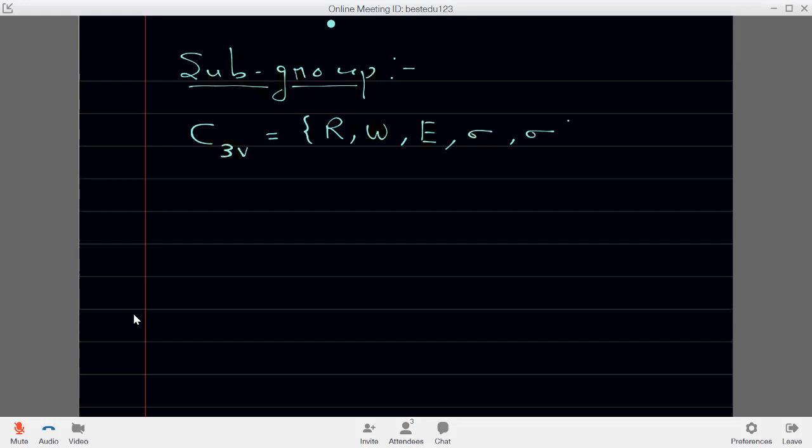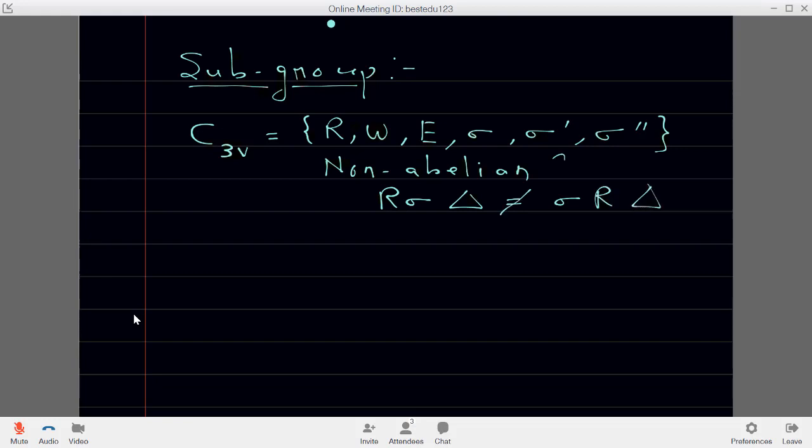Now what you can see from here is that this is a non-abelian group, as I said, and I also proved it, because we saw that if you apply R sigma on the equilateral triangle, and if you apply sigma R on the equilateral triangle, then you don't get the same result. Hence it's a non-abelian group. We did this. Now a subgroup is where you can make certain groups out of it.